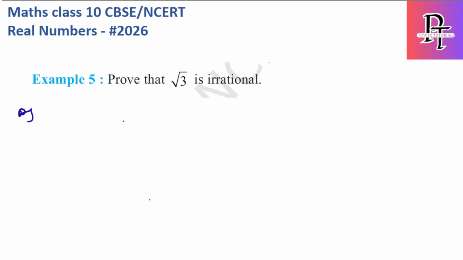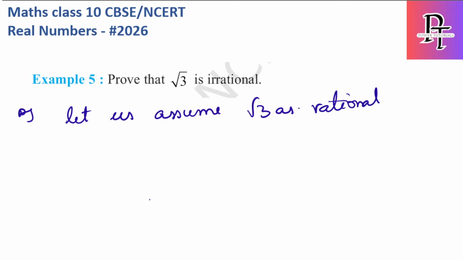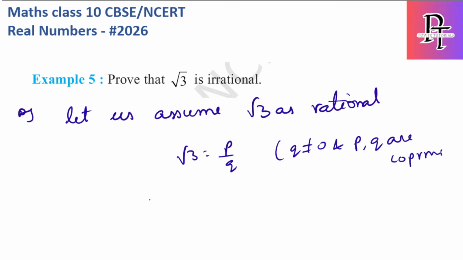So to prove this type of question, what you have to do is assume the opposite way. So let us assume root 3 as rational. If root 3 is rational, I can write root 3 is equal to p by q, where q is not equal to 0 and p, q are coprimes. Coprimes I have also explained in a previous video. Coprimes are the numbers which do not have any common factor between them.